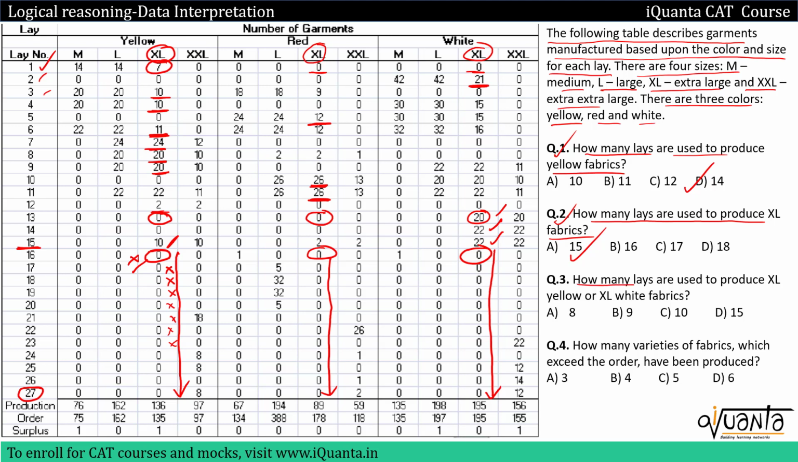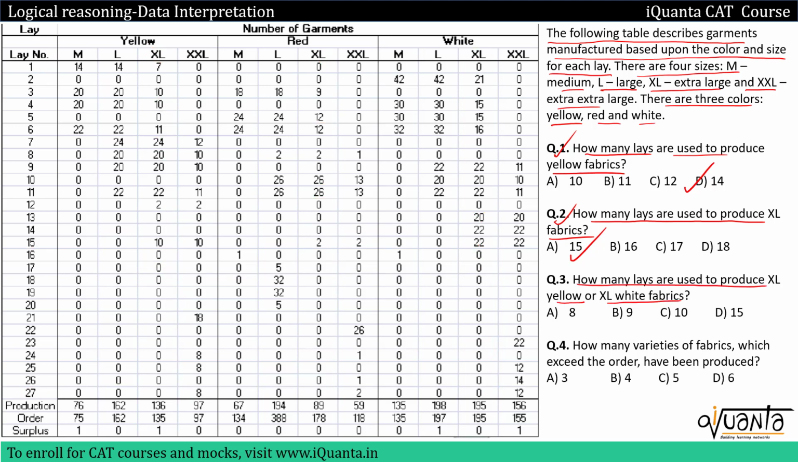Question number 3 is how many lays are used to produce XL yellow or XL white fabrics? So XL yellow or XL white. So now the sum of yellow XL and white XL should be greater than 0, because we have "or" mentioned here. Or means sum. So the sum of yellow XL and white XL should be greater than 0.